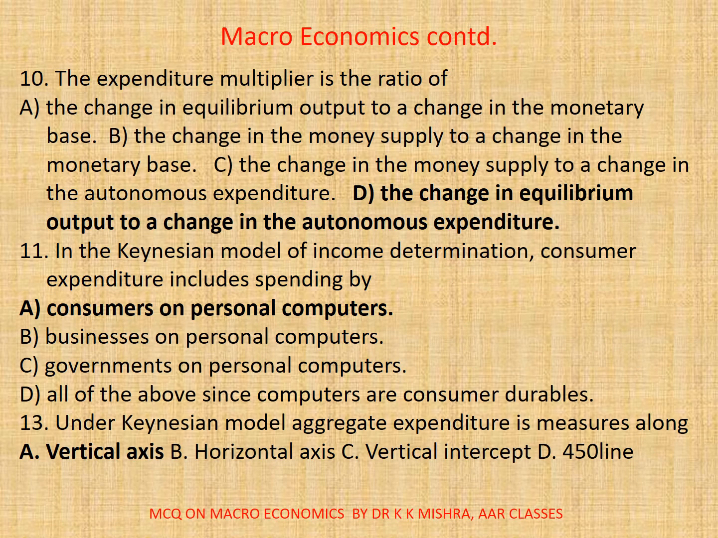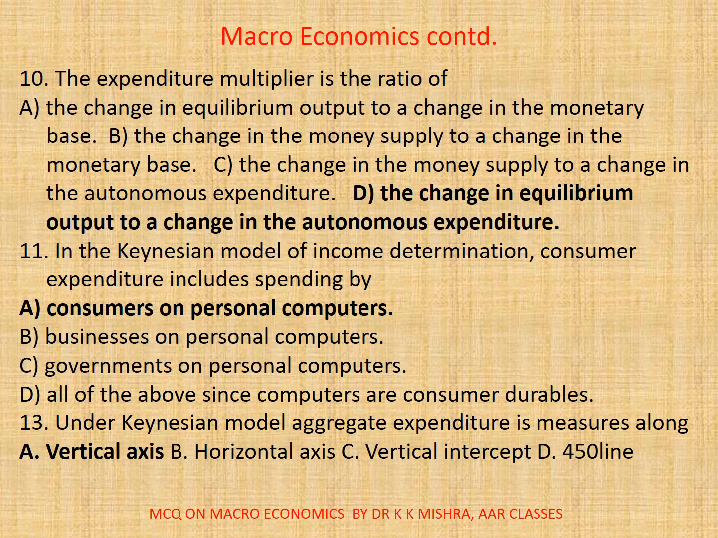10. The expenditure multiplier is the ratio of A, the change in equilibrium output to the change in the monetary base; B, the change in money supply to a change in the monetary base; C, the change in the money supply to a change in the autonomous expenditure; or D, the change in equilibrium output to a change in the autonomous expenditure. The correct option is D, the change in equilibrium output to a change in the autonomous expenditure.